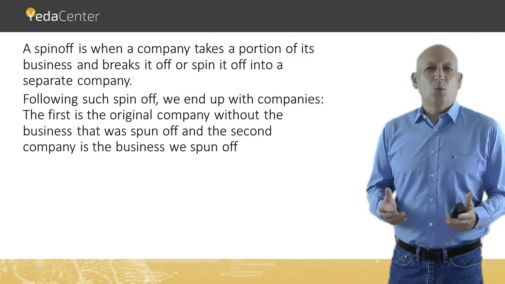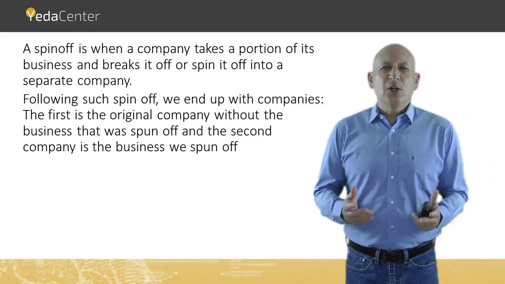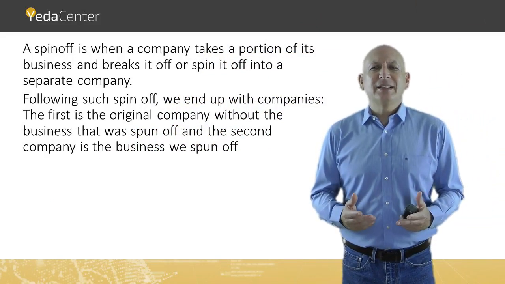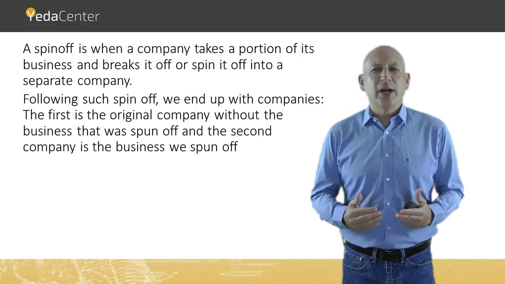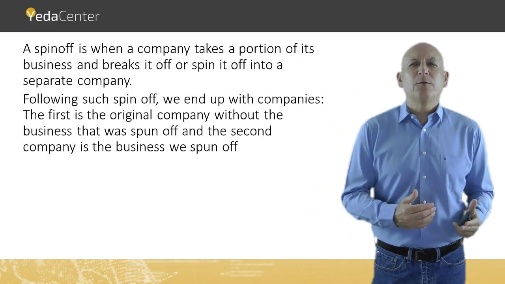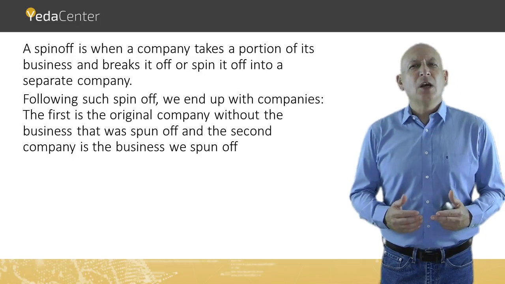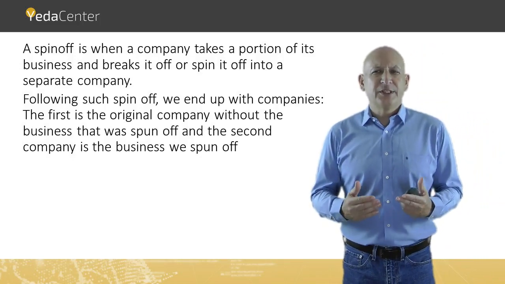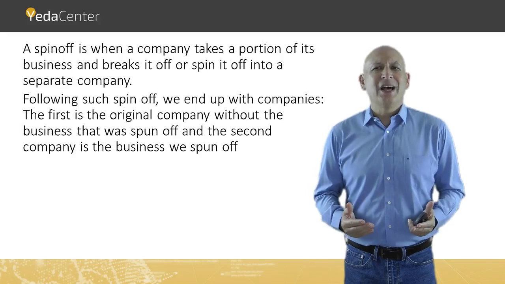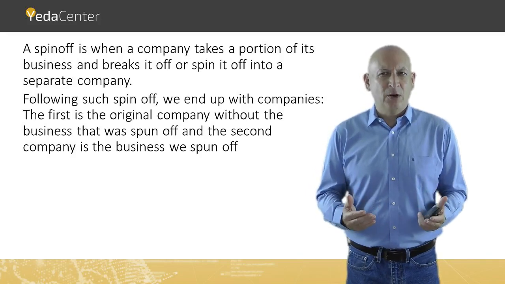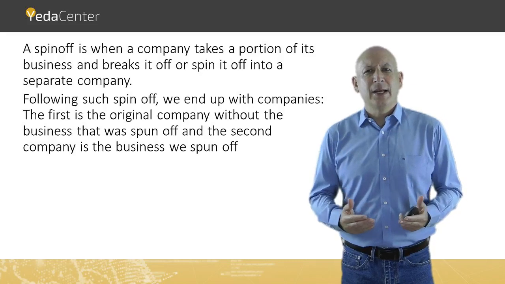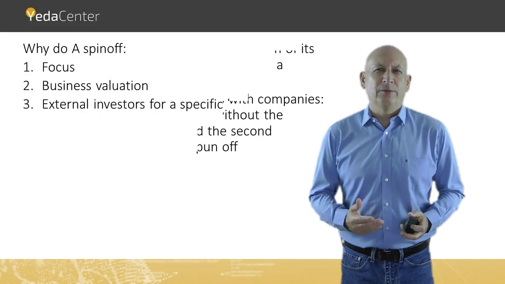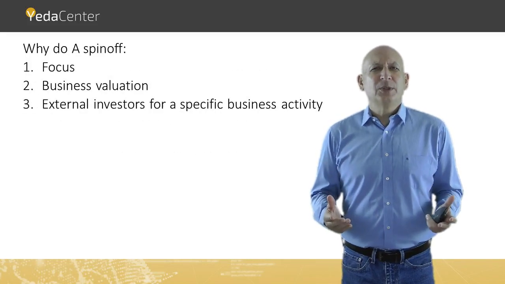So first of all, what is a spin-off? A spin-off is when a company takes a portion of its business and breaks it off, or spins it off, into a separate company. Following such a spin-off, we end up with two companies. The first is the original company without the business that was spun off, and the second company is the business we spun off.